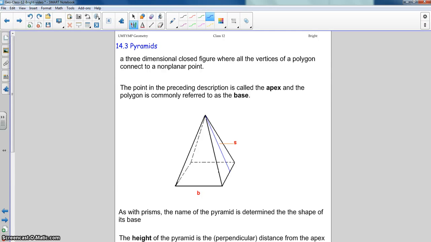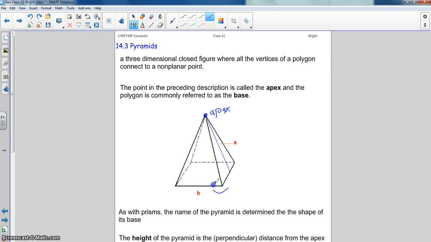In section 3 of chapter 14, we discuss another type of three-dimensional figure called a pyramid. We've probably seen these before, but a pyramid in geometry is a three-dimensional closed figure where all vertices of a polygon connect to a non-planar point. That non-planar point we call the apex. The polygon that is opposite the apex is called the base.